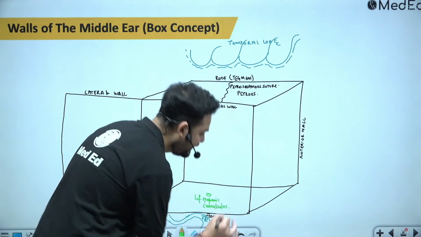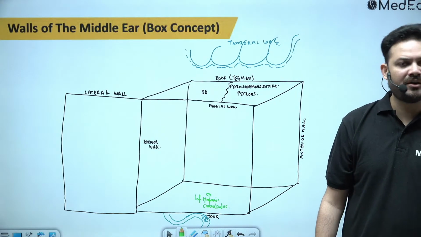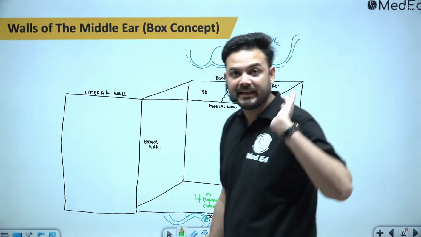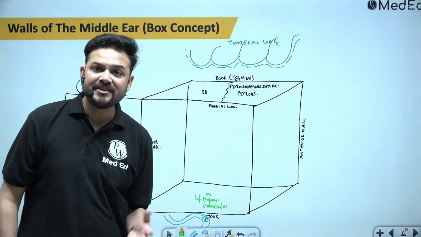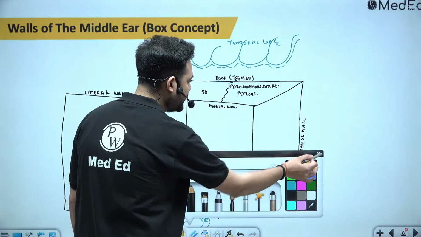This is called the inferior tympanic canaliculus. It's a small foramen, a small hole. We call that an inferior tympanic canaliculus. Now what is this inferior tympanic canaliculus? Canaliculus means canal, a small canal, right? It is a small canal.